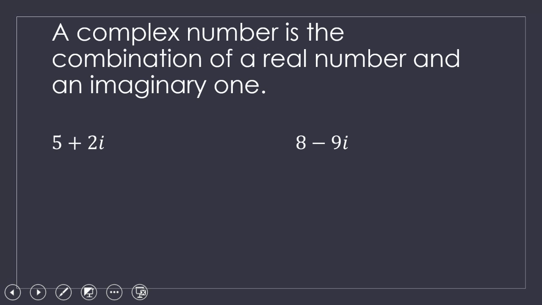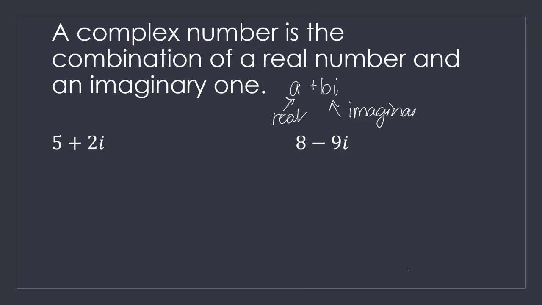A complex number is the combination of an imaginary number and a real number. So we're putting them together. Each number has a part. So it always takes the form of a plus bi. a is the real part, and bi is the imaginary. Okay? So every complex number has two parts to it.